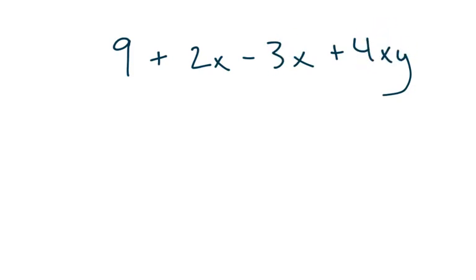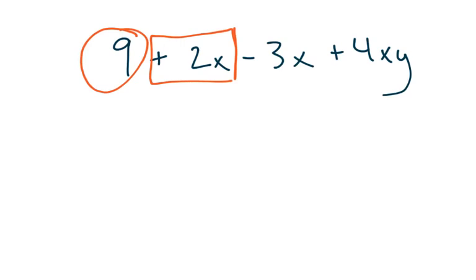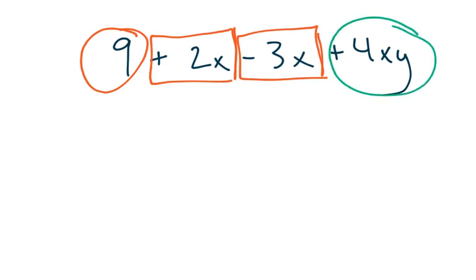And when we decide what is alike, we've got this 9. Do I have any other constant terms? Just numbers, no variables? No. Okay, so then I've got that 2x. Do I have another term that's like that? Yeah, I have this -3x. And then lastly, I've got positive 4xy. And this is all by itself too.